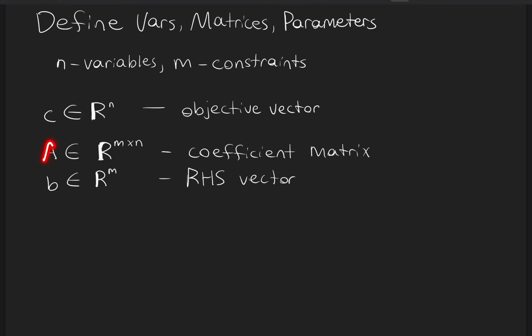And then matrix A is our coefficient matrix, and it is an element of the real numbers according to m times n, the variables times the constraints. And matrix B is our right-hand side vector, and this is going to be an element of real numbers according to m, which is our constraints.